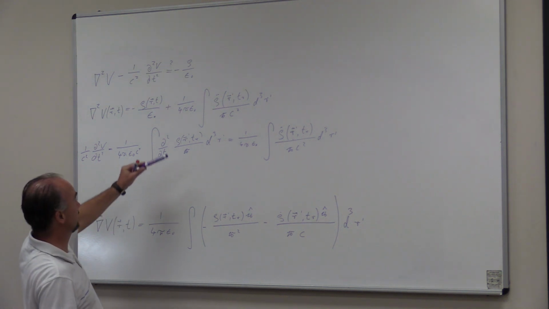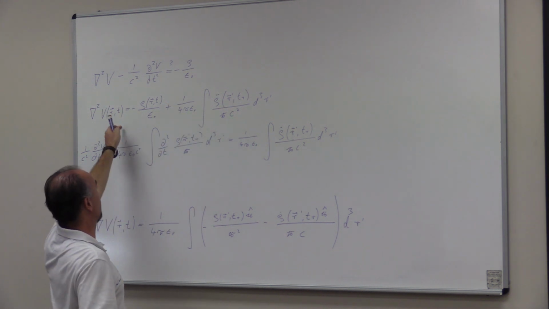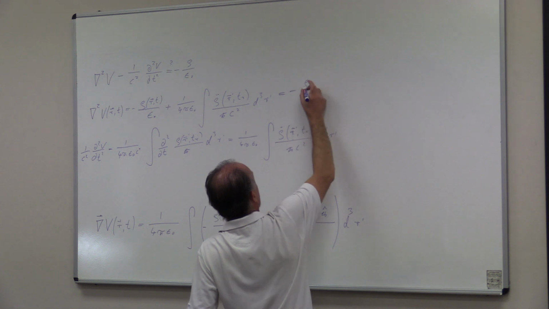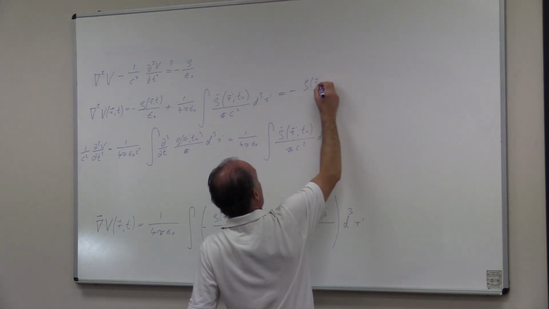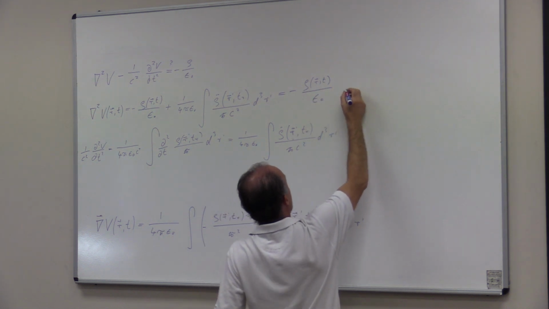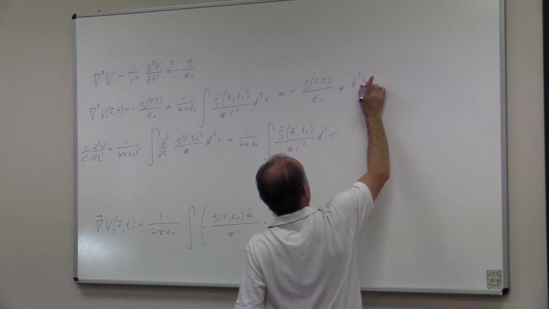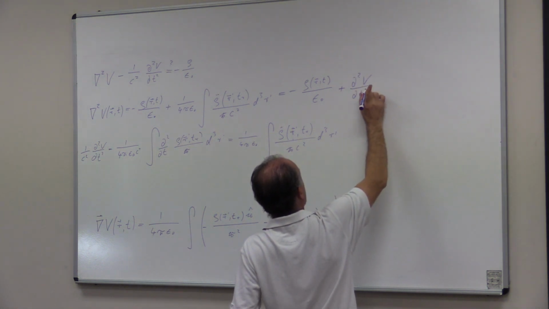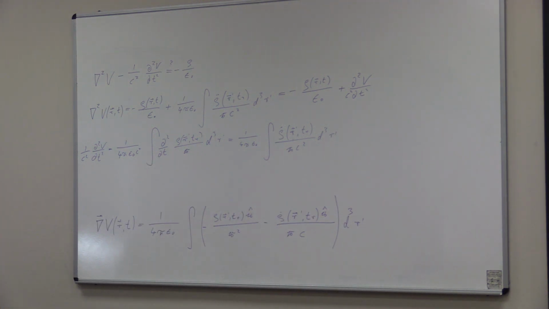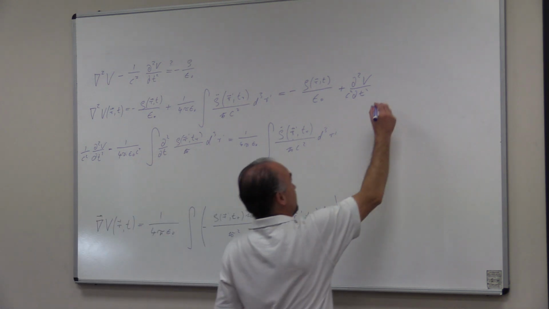And that looks an awful lot like this thing. Bring this over to the other side. So this means what we have is minus rho of r and t over epsilon naught, and this gives us plus d2V over dt squared. And that is precisely what we wanted to show. So, nice.